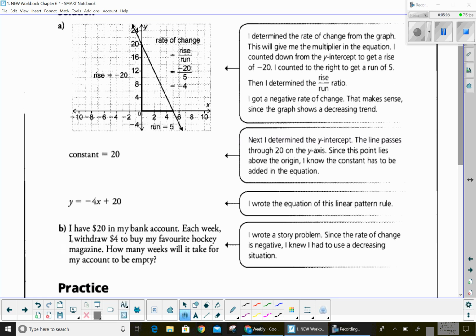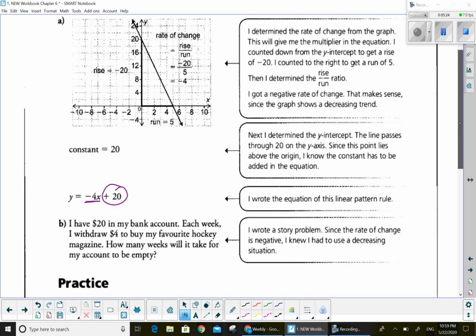So they had, I have $20 in my bank account. That's my starting value. And each week I withdraw $4 to buy my favorite hockey magazine. So that's the minus 4. How many weeks will it take for my account to be empty? So that is some kind of a story that you could write.